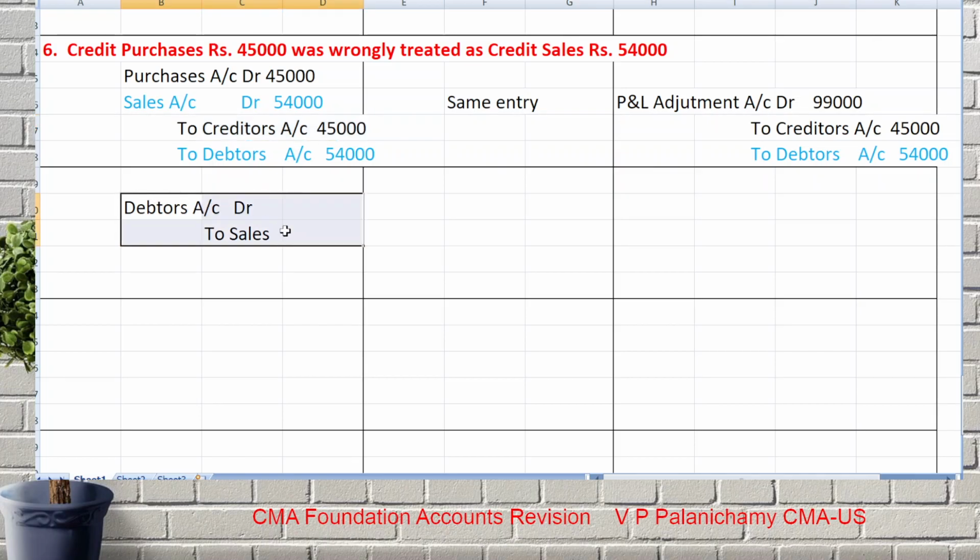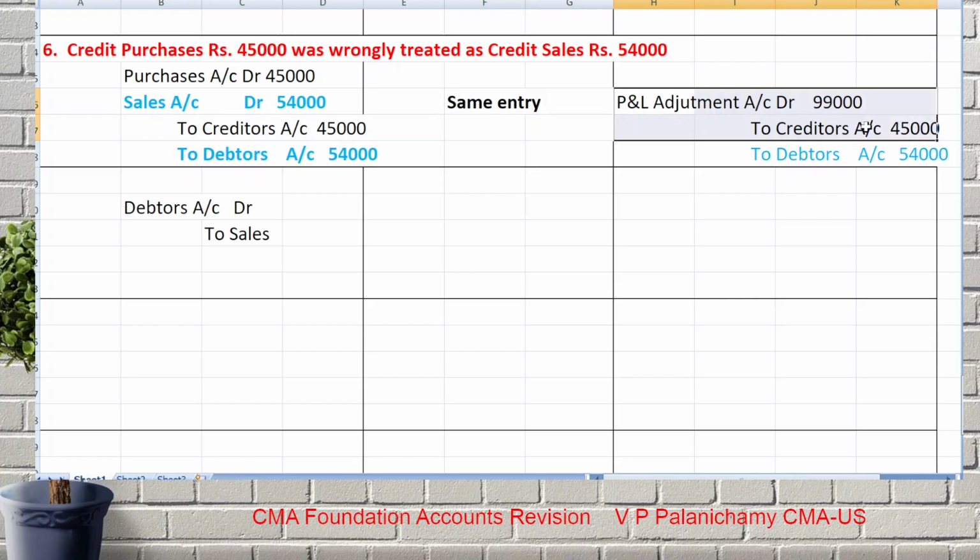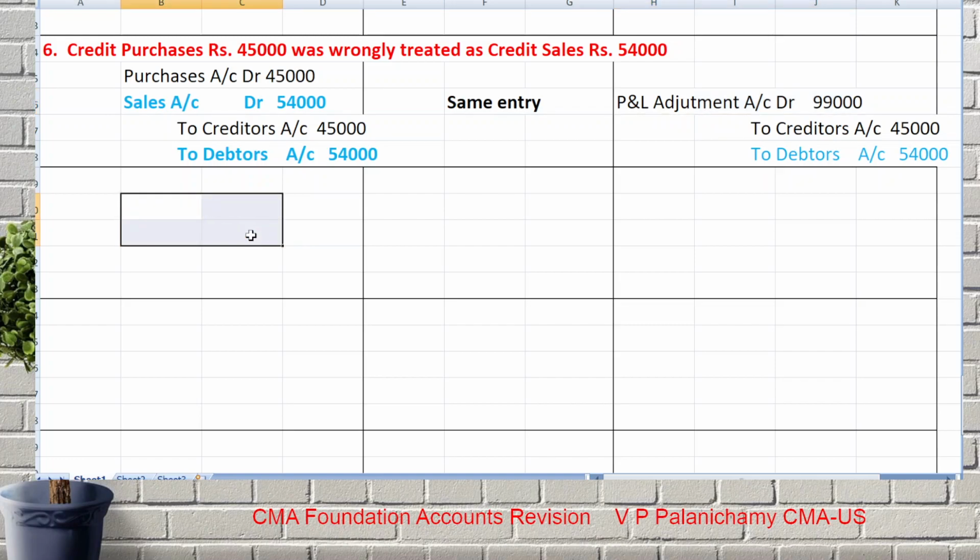Okay. What is the wrong entry we passed? We wrongly passed debtors to sales. So how do we cancel it? Sales account debtor to which account? Debtors account. This is before trial balance. After trial balance also the same entry we will pass. Then if it is after final accounts, in the place of nominal account, we will use which account? P&L adjustment account.